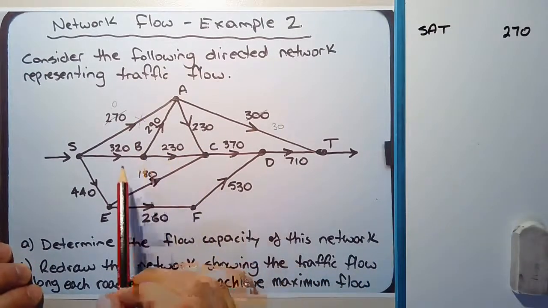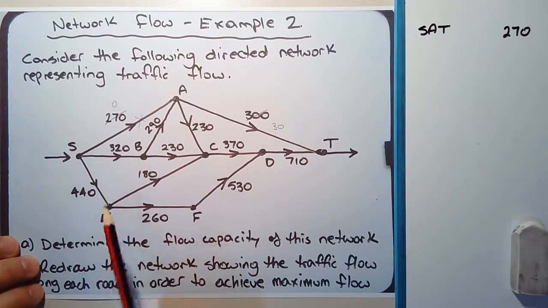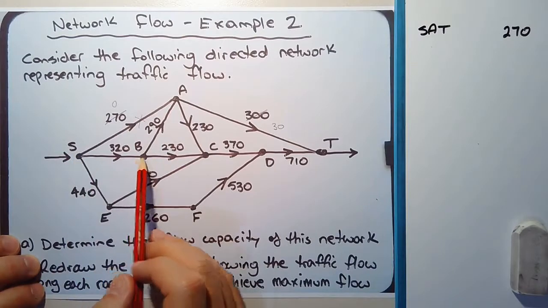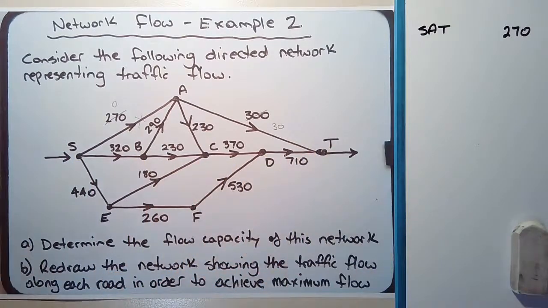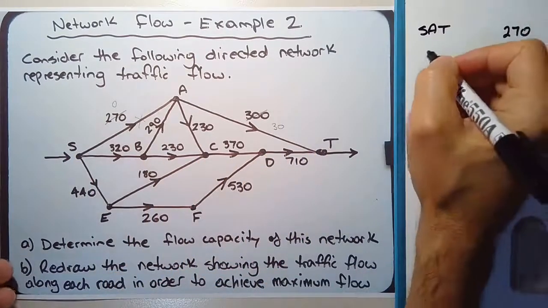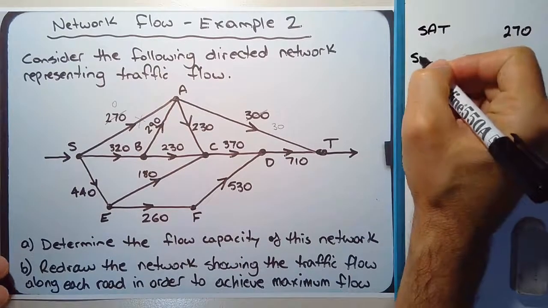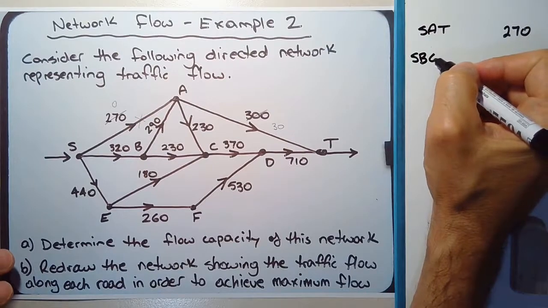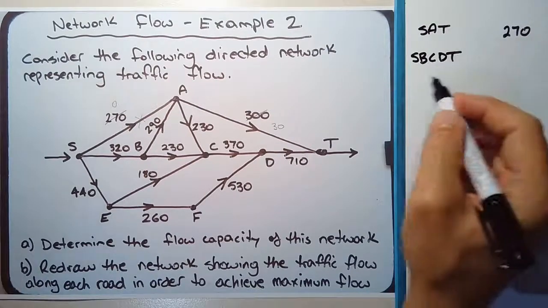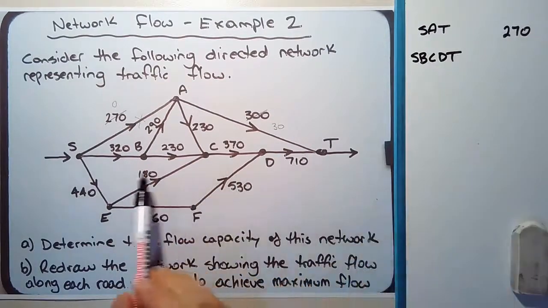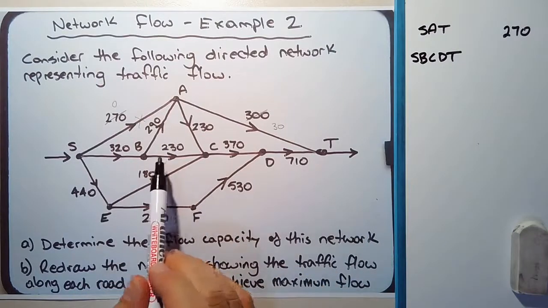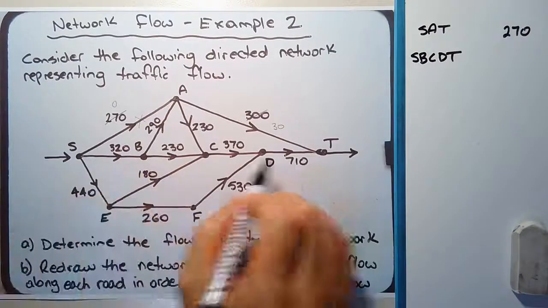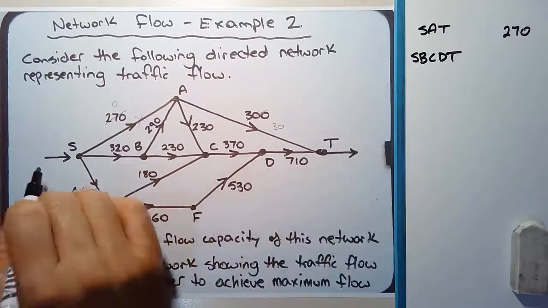We could use another, just think of an obvious one, maybe just straight across. So S, B, C, D, T. There are many ways of doing this, and you don't have to use these paths in this particular order. Just whatever's more obvious to you. So S, B, C, D, T. Again, the smallest number is 230. So that path can contribute 230 cars per minute from source to sink.